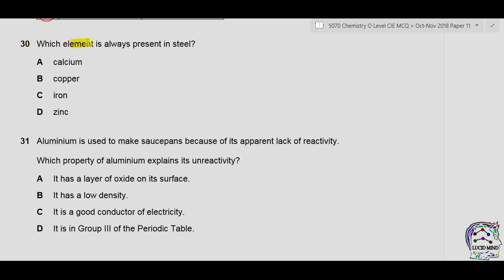Question 30. Which element is always present in steel? Now steel is an alloy of iron with other metals and non-metals, so therefore iron is always present in steel. Correct answer is C.